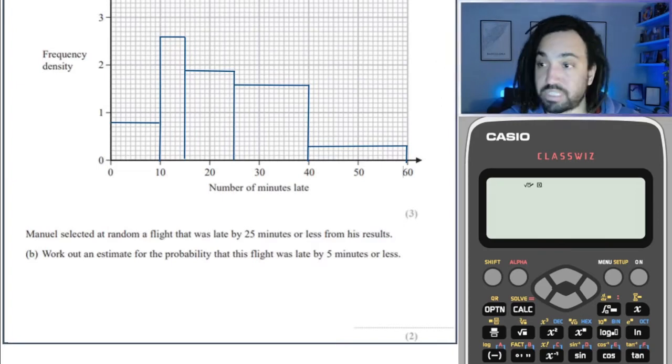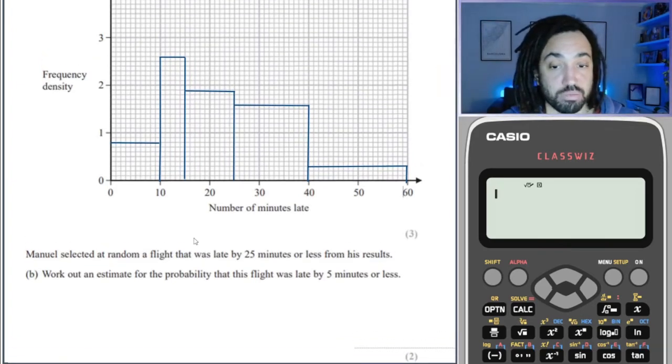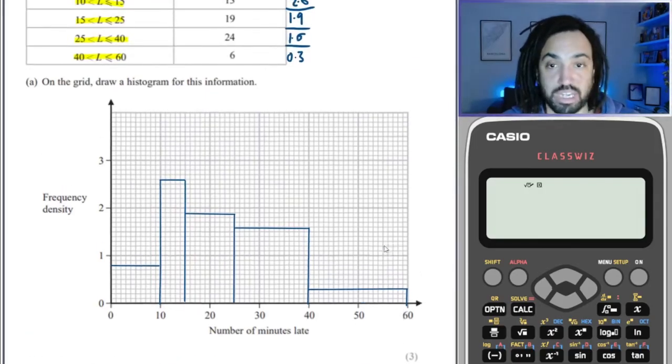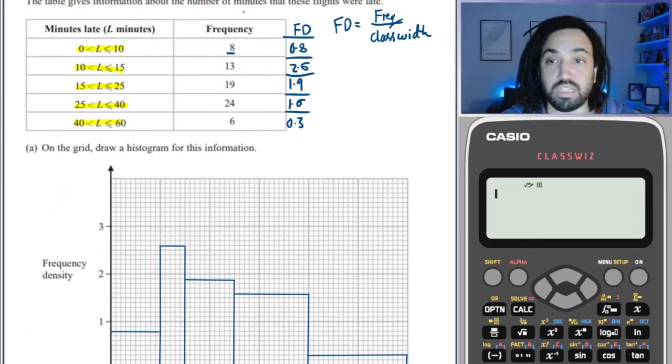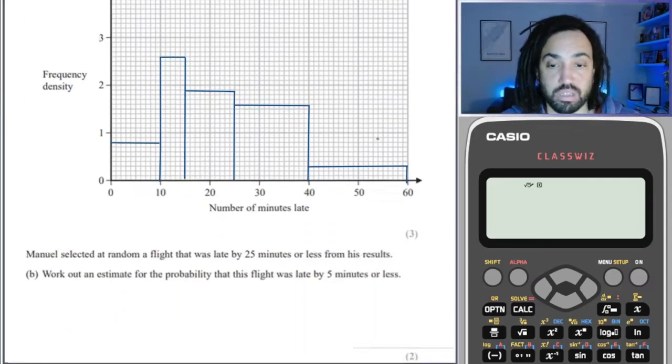Okay, so it now says that Manuel selected at random a flight that was late by 25 minutes or less from his results. So how many were 25 or less? Well, if we go up here, that would include 19, 13 and 8 people. That's how many people he selected from.